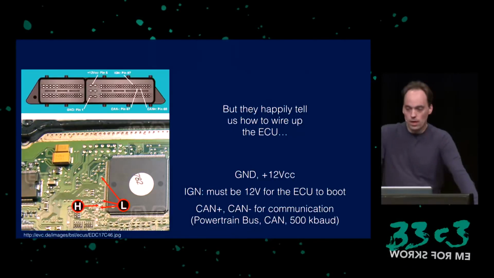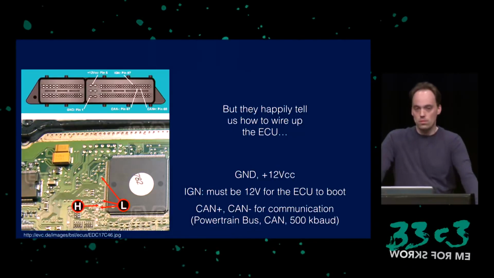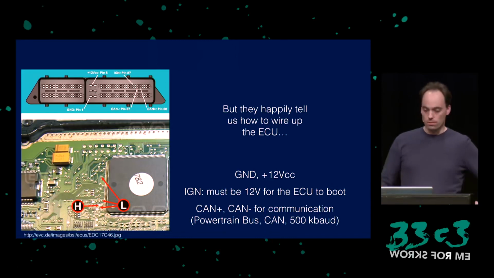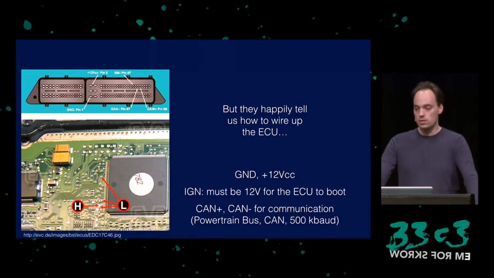What these sites usually tell you without paying is how you wire up your given ECU for their device. So they tell you where to connect 12 volt, where to connect the CAN bus, which is the serial communication bus that the ECU uses to communicate with the rest of the car devices. Usually it's pretty easy.